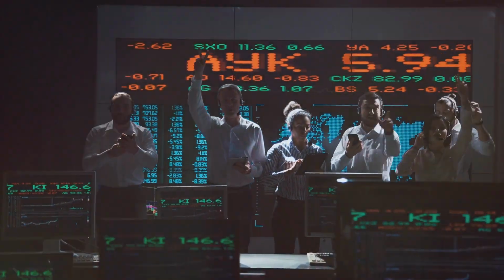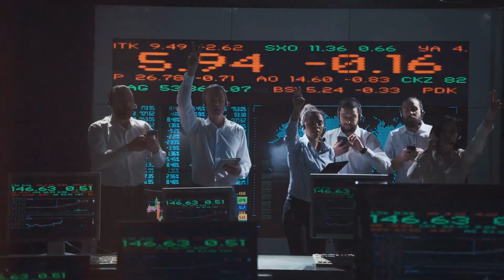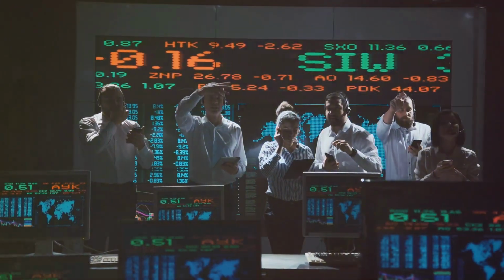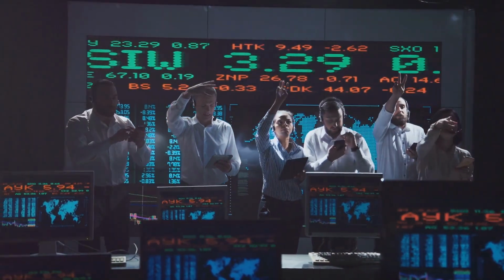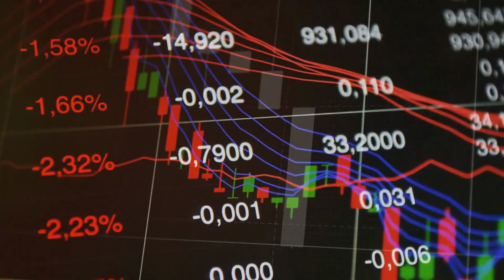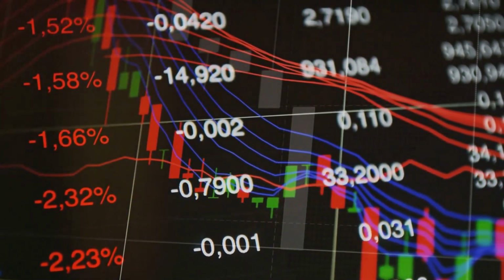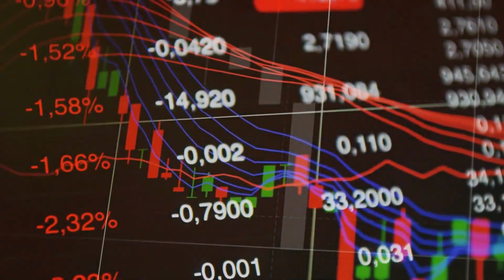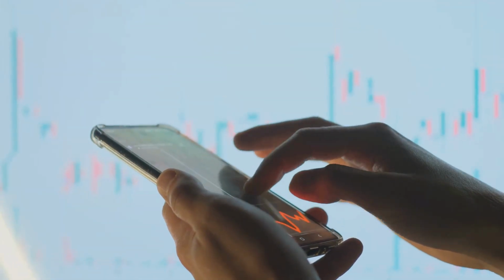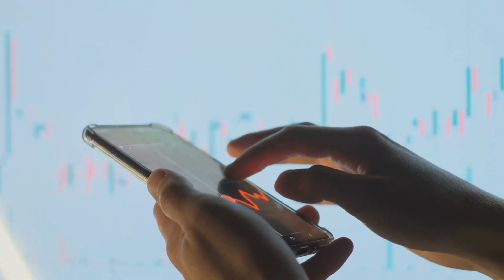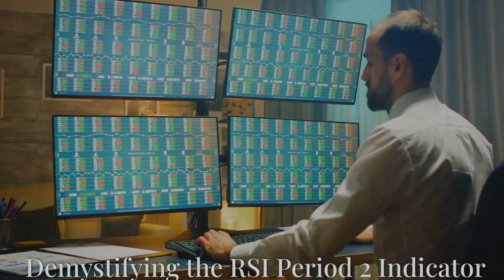When these indices go up, it generally means that investors are optimistic about the economy and the future prospects of the companies within that index. Conversely, when they go down, it suggests pessimism and uncertainty. Keeping a close eye on these indices can provide valuable insights into market sentiment.